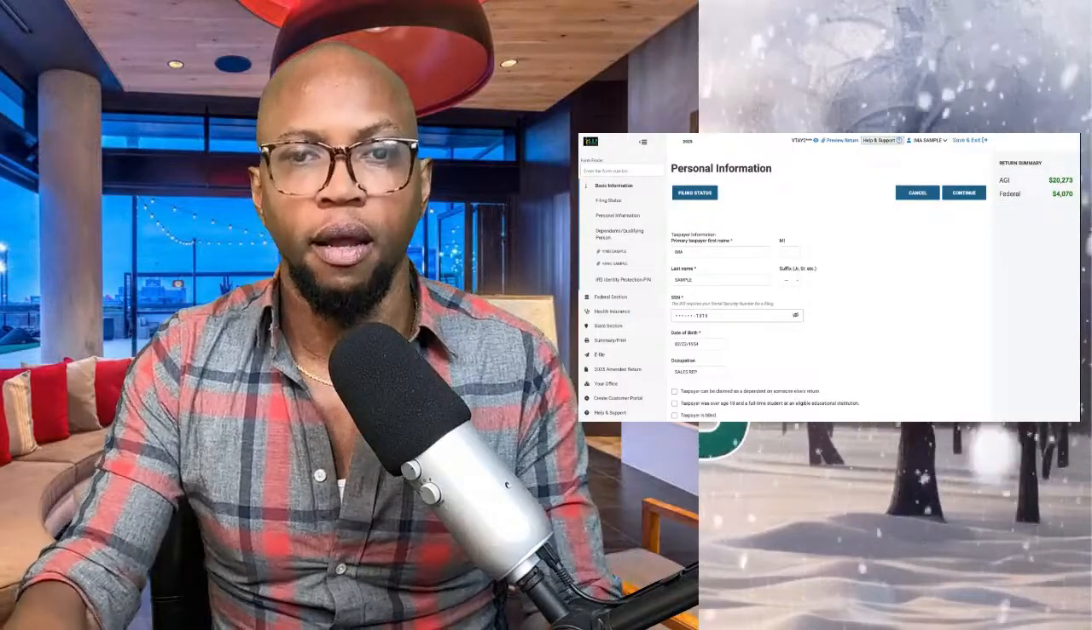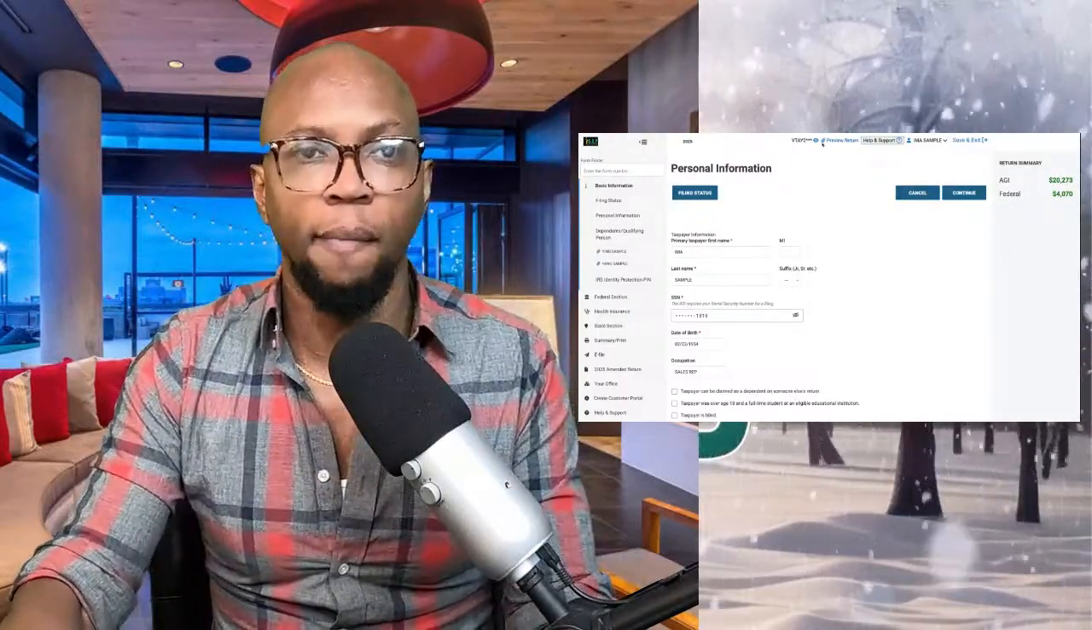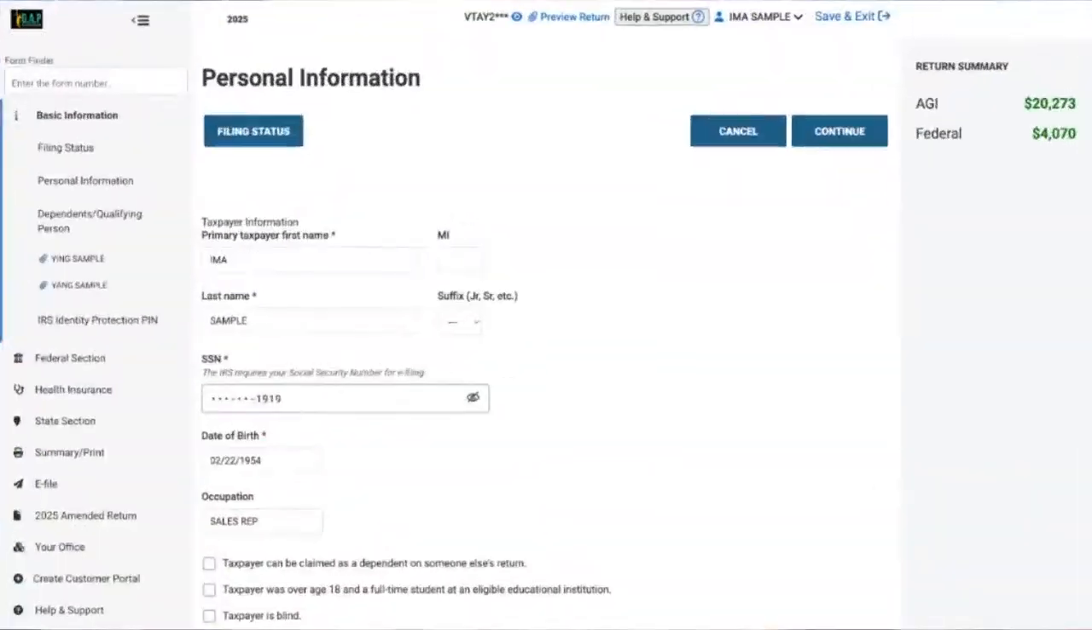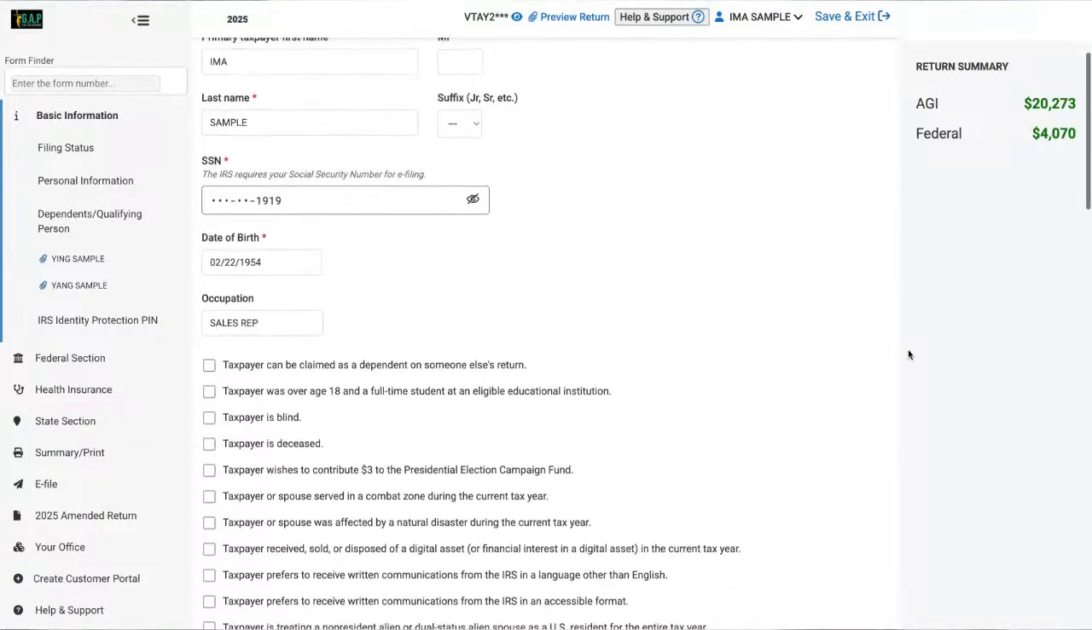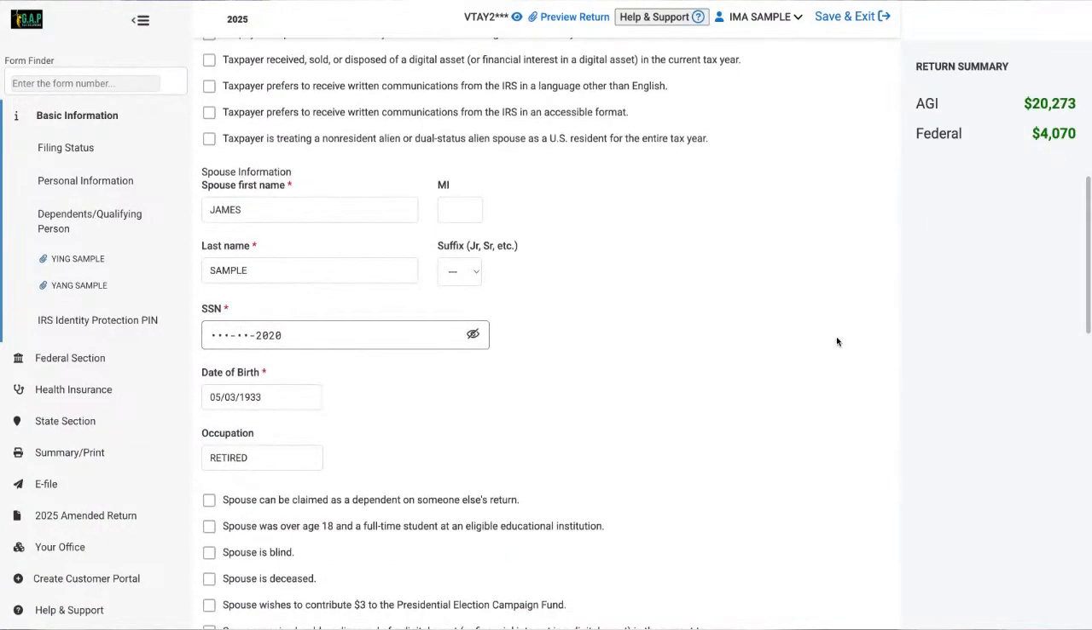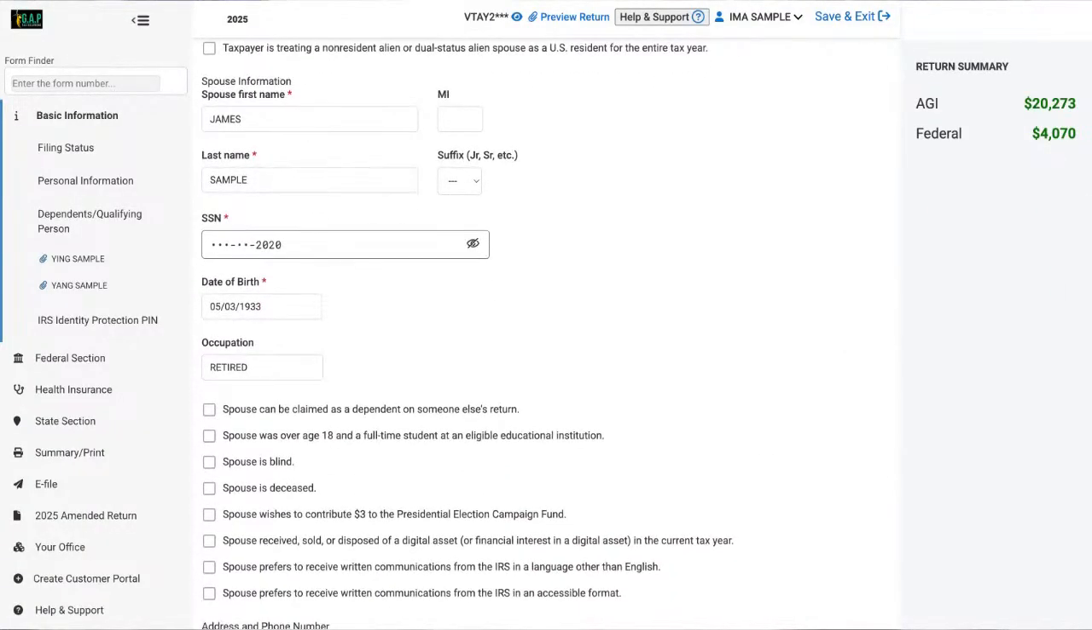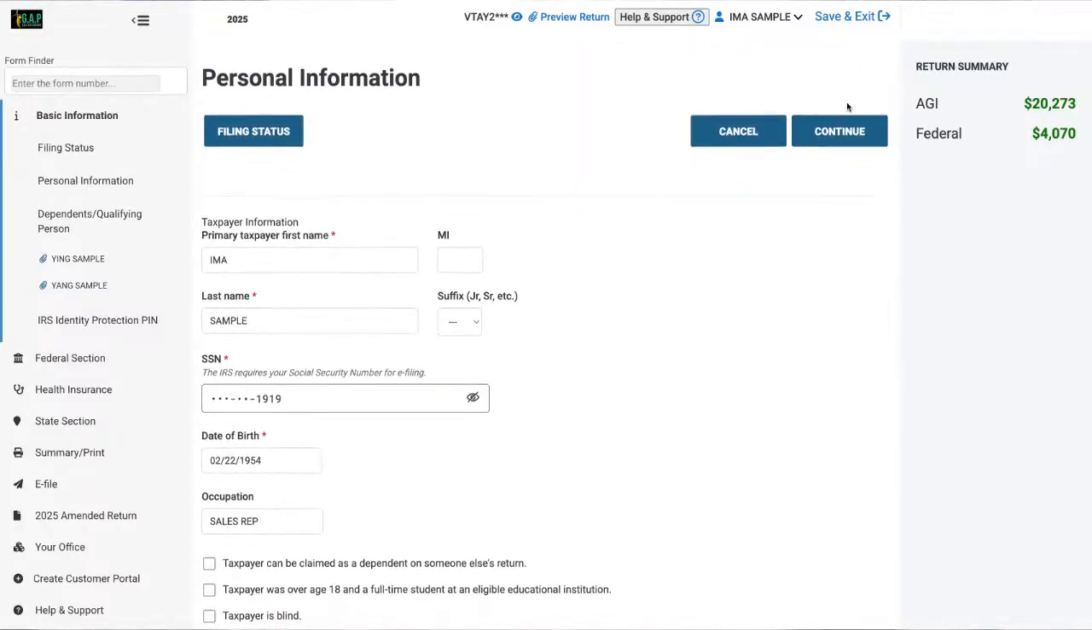We've got Mrs. Sample, who works as a sales rep. And then we've got James Sample, who's retired. And I just showed you guys that James, even though he's retired, he still gets income. James is going to get this for Social Security, and that typically looks something like this.